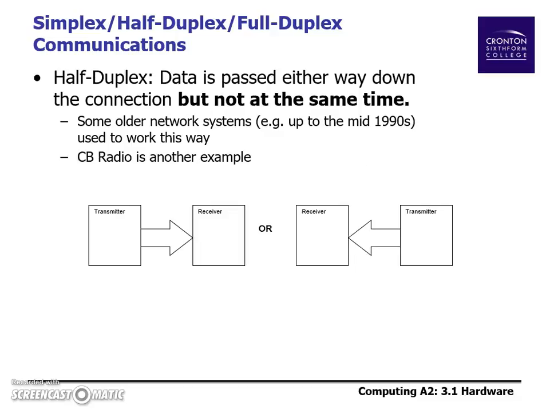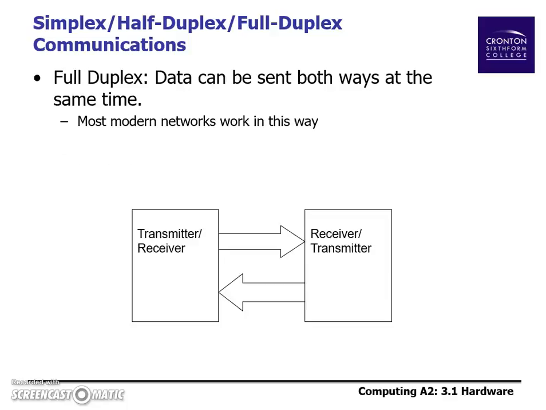With half duplex, data is passed either way down the connection, but not at the same time. This is used in some older networks, for example, up until the mid-1990s, and community broadcast radio is another example of this. Okay, and then we've got full duplex communication, where data can be sent both ways at the same time, and most modern networks work in this way.